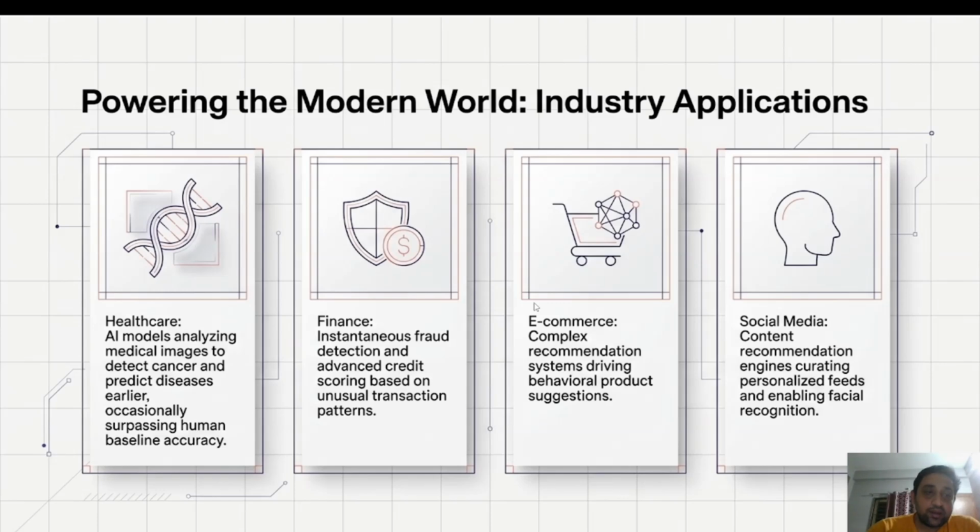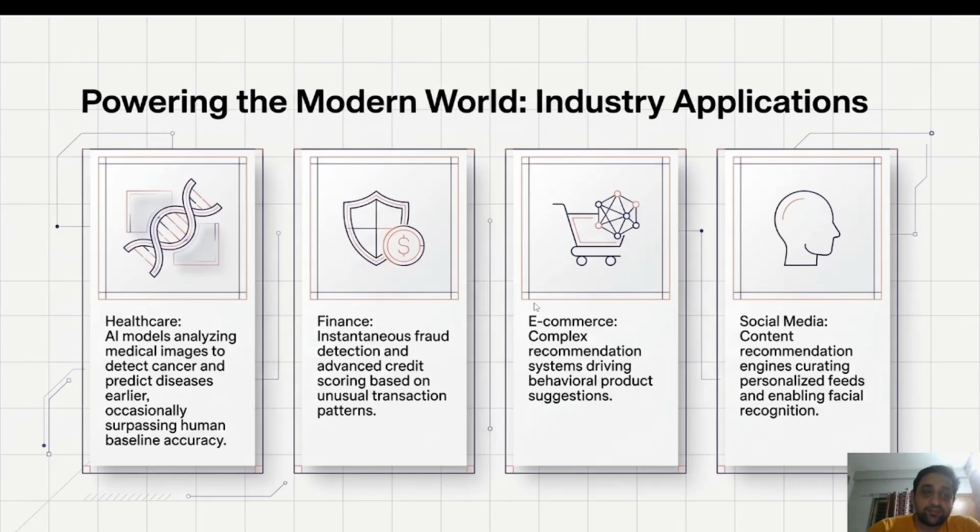E-commerce. When Amazon shows you 'customers also bought,' that's a deep learning recommendation engine analyzing your browsing history, purchase patterns, and comparison behavior to predict what you are likely to want next. These recommendation engines drive over 35% of Amazon's total revenue.